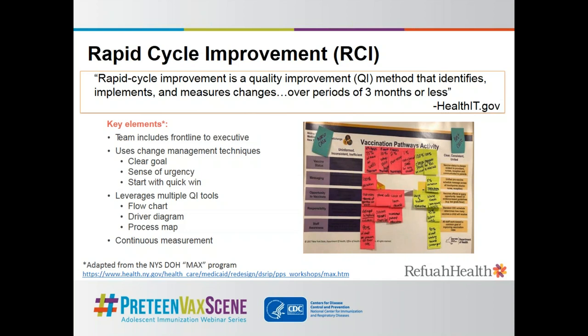It uses change management techniques such as clear goal setting, establishing a sense of urgency, and starting with a quick win. It leverages multiple QI tools like flowcharts, driver diagrams, and process mapping. Here you see a photo of our current to ideal state pathway activity. And of course, as with any good quality improvement exercise, there's continuous measurement and reporting. Next slide.